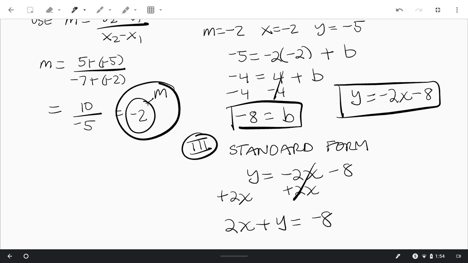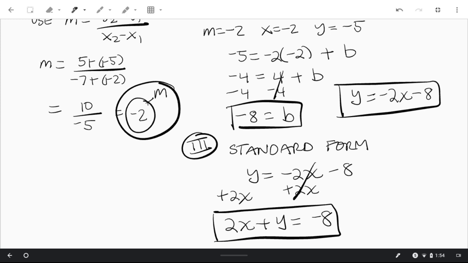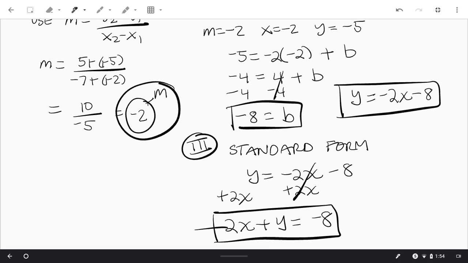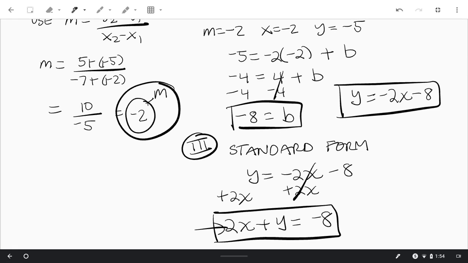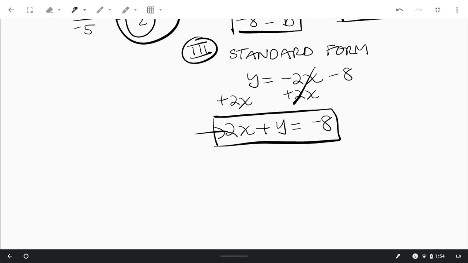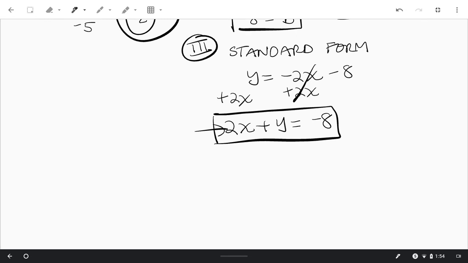All of these are integers. A is positive, so we are now done. Again, in standard form, the numbers have to be integers, and specifically this one here has to be positive. If it were negative, then you would just multiply everything by negative to turn it into a positive. All right, so that's how you write the equation of a line.